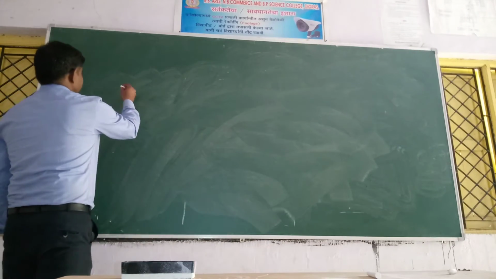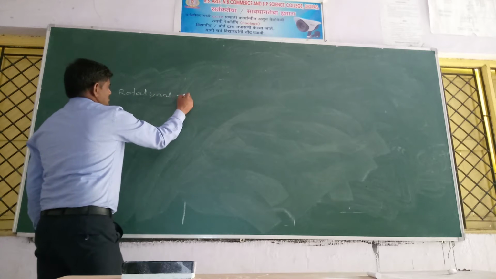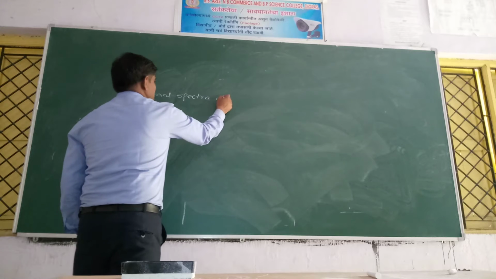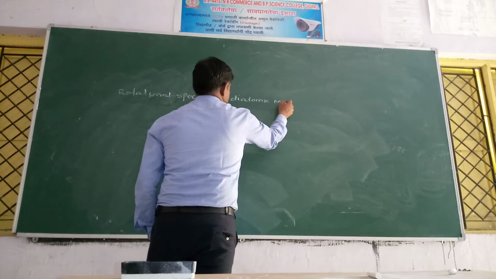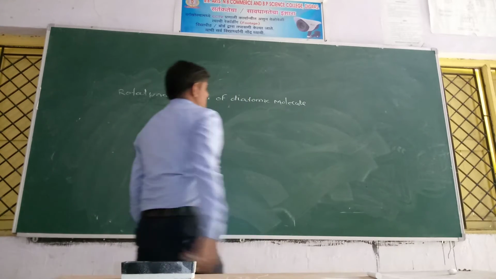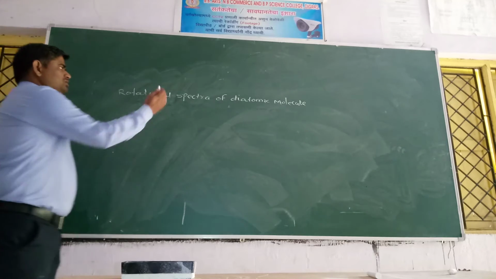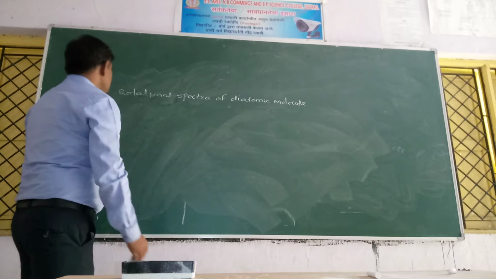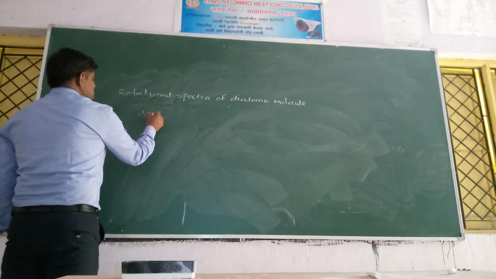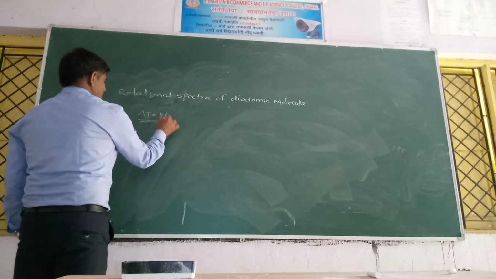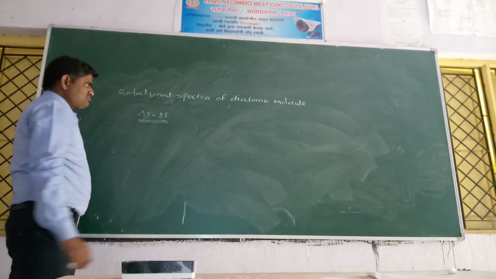Rotational spectra of diatomic molecule. How to calculate rotational spectra of diatomic molecule? In rotational spectra, delta J is equal to plus minus 1. This is the selection rule of rotational spectra, delta J is equal to plus minus 1.